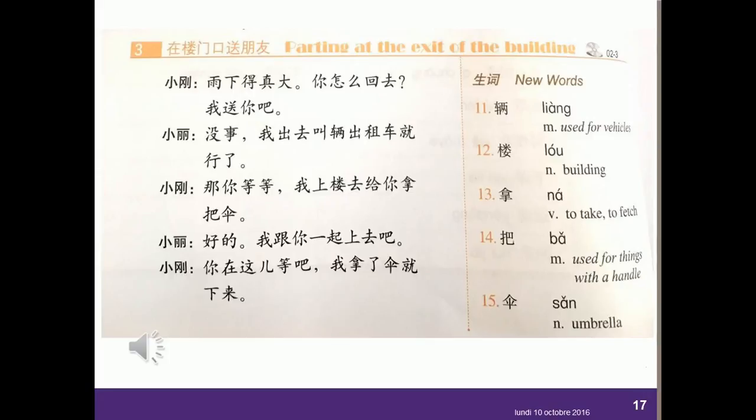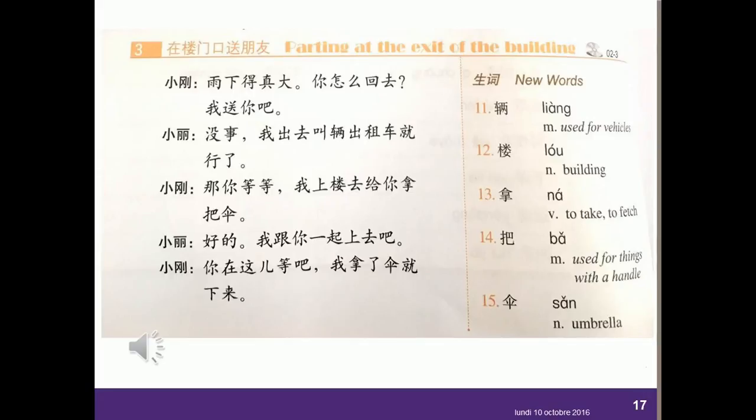And he says 我出去叫辆出租车. If the number before the measure word is one, you can just abbreviate it. 叫辆 is short for 叫一辆, okay, 叫辆出租车. So the first action, 我出去叫辆出租车, then 就行了 will be okay. It's no big deal, I'll just go out and get a taxi.